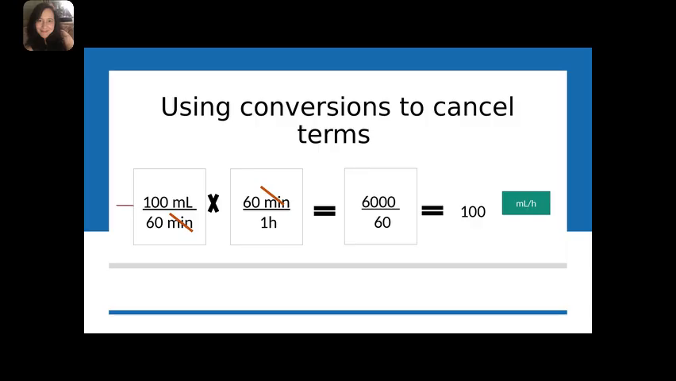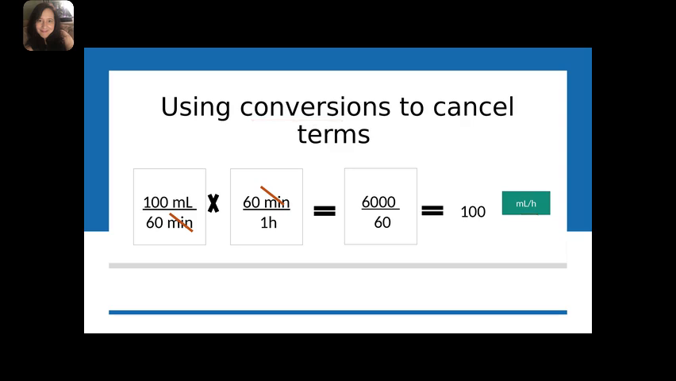The problem with that is there's not a like term. See, there's a dissonance between what we really need, which is mL per hour. However, the conversions that I memorize help me to cancel out these terms so I can have hours. And these need to be conversions that are equivalencies. So how does this look? I have 100 mL per 60 minutes. I want this to be mL per hour.